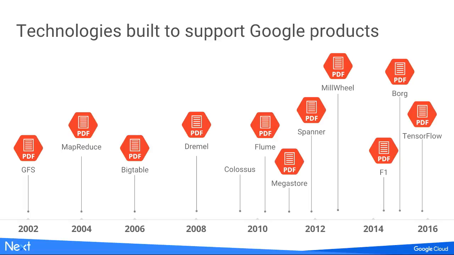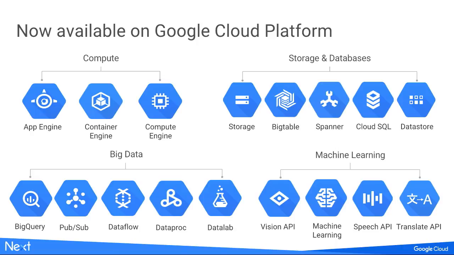And now, with all of these technologies that Google has built over the years to support all of its own products, we're making all of them available on Google Cloud Platform in the various areas of compute, storage, databases, big data processing, and machine learning, so that anyone can use these building blocks to build their own applications and their own services and have them seamlessly scale to serve millions and billions of users.